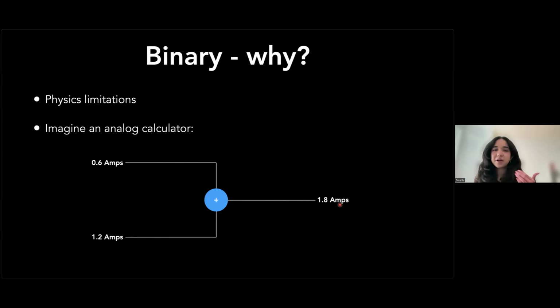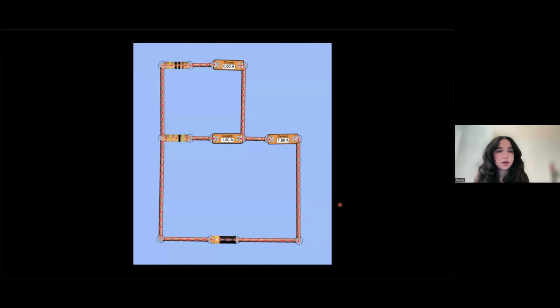So I guess to help illustrate this further, I have this little video showing that. So as you can see, we have one wire here, which has 0.6 amps of current, another wire here that has 1.2, and then out the other end, we can calculate that they add together to 1.8.